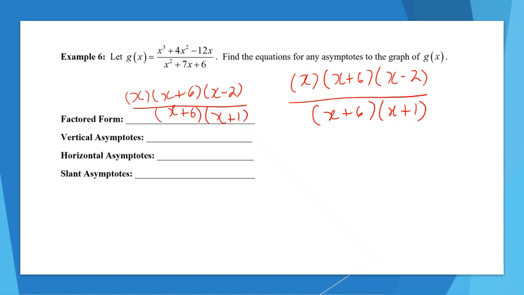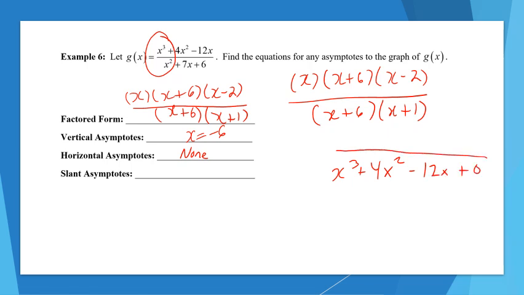Vertical asymptotes, that's going to be wherever you have bottom-heavy factors. That's going to be at x equals negative 1. Horizontal asymptotes, that is going to occur at end behavior. If we take a look at our end behavior, this is going to have no horizontal asymptotes because it's top-heavy, so I'll write none. Slant asymptotes this will have, so let's do that long division.